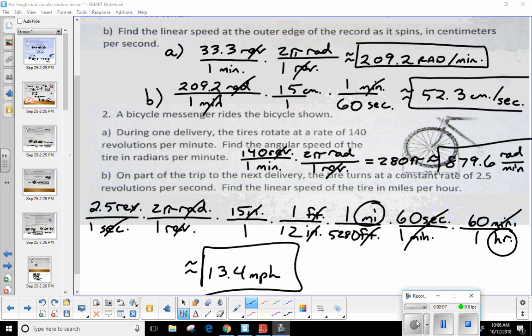Okay, so we got 13.4 miles per hour. Okay, good. All right, well, very quickly, let me go ahead and review with you guys.